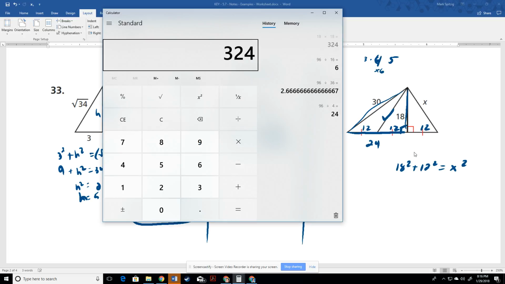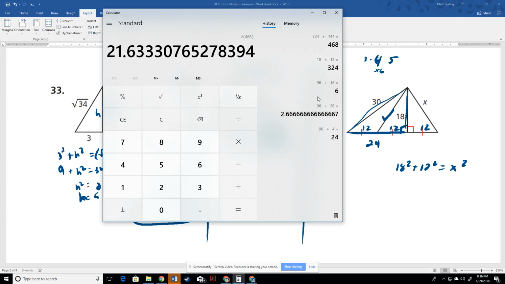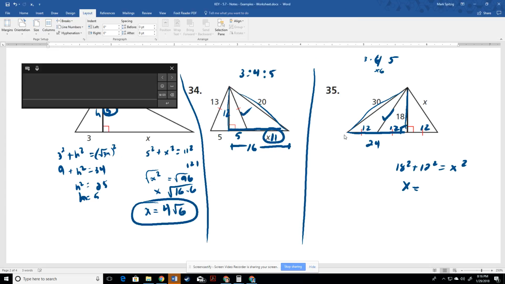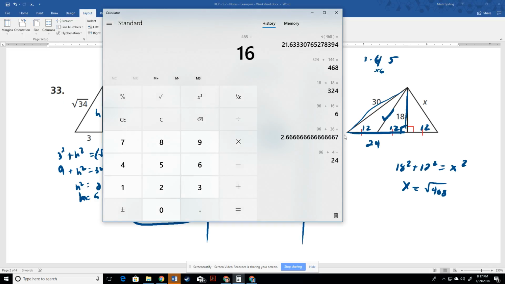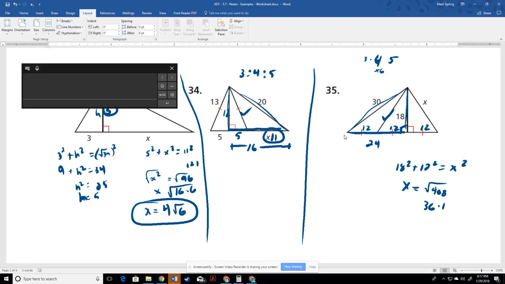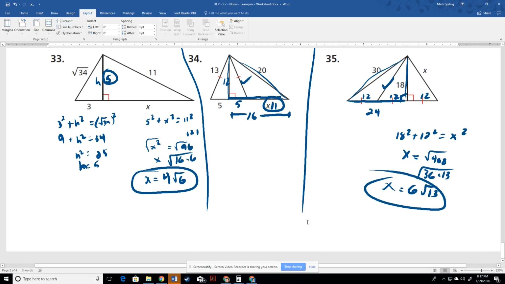18 times 18 plus 144 is 468. And then radical 468 is not anything cool. So let's see, we get x equals radical 468. Let's start dividing that maybe by, let's see, 468 divided by 16. Nope. 468 divided by 36. Nailed it. All right, so it's going to be 36 times 13. And so that's going to be 6 radical 13. Once you get to a prime, you know you can't go anymore, so you're good. All right, we're done. 5.7. Nailed it.